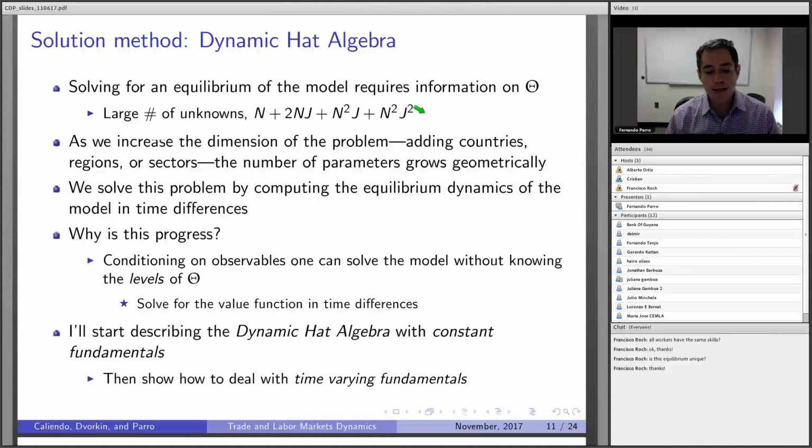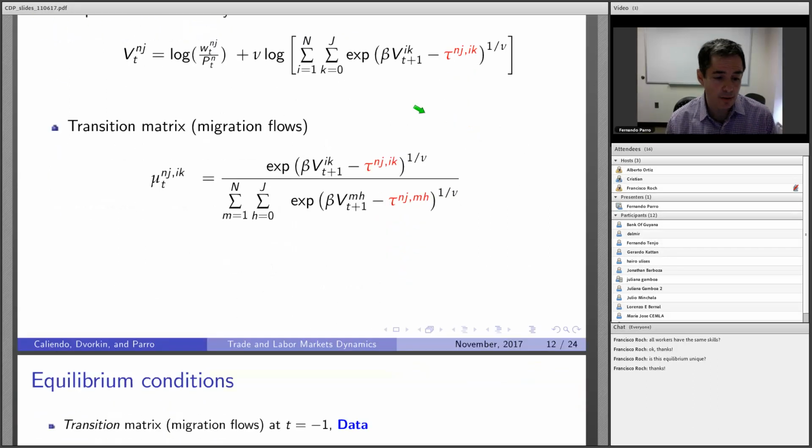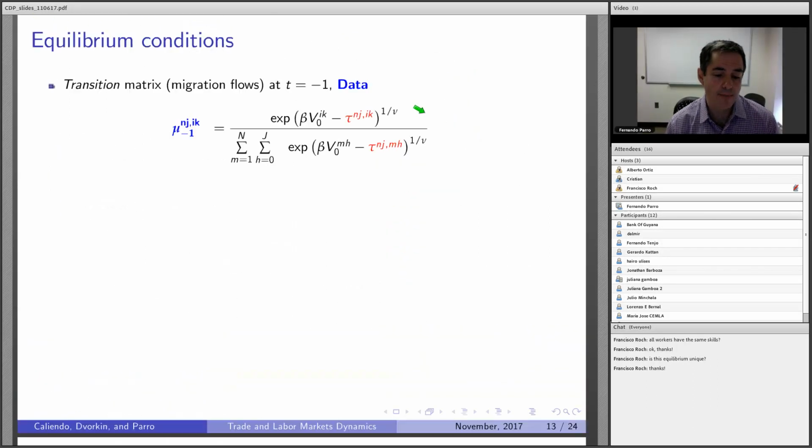In the next couple of slides, I'm going to illustrate how the solution method works. And to do so, I'm going to assume that all fundamentals are constant in the economy. And later on, I'm going to deal with the time varying fundamentals.